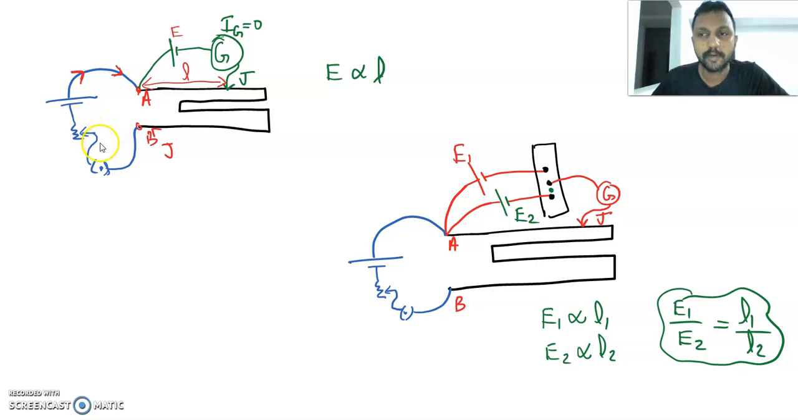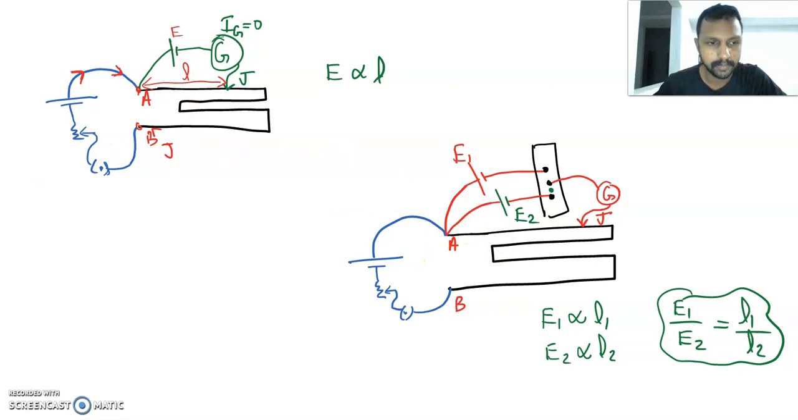Okay students, now let's go for the second application of potentiometer. The next use of potentiometer is to find out the internal resistance of a cell. For that, let me draw the circuit diagram.